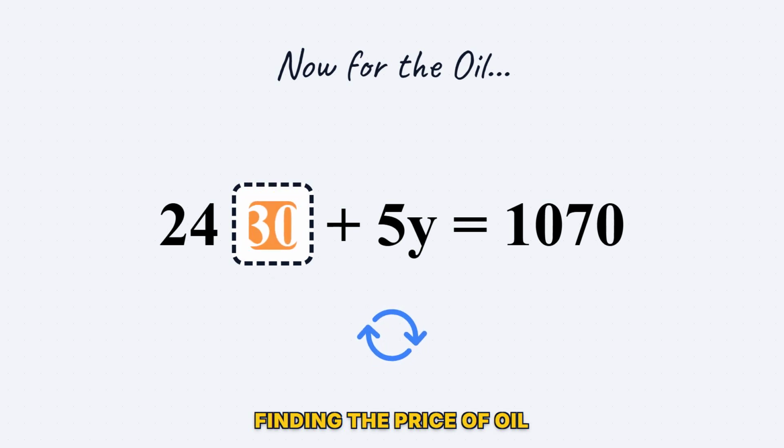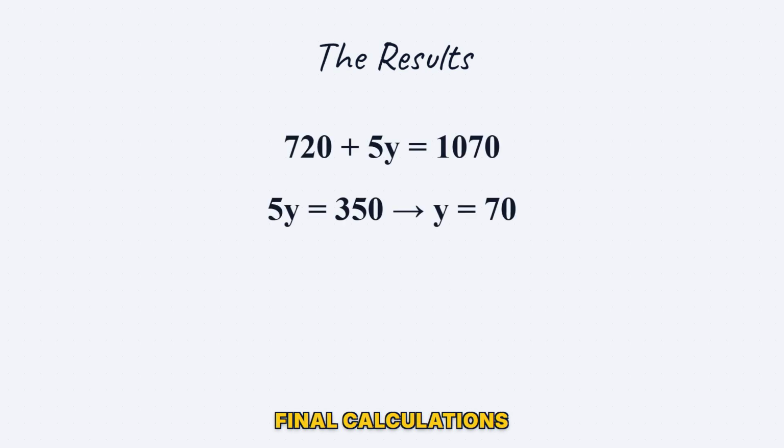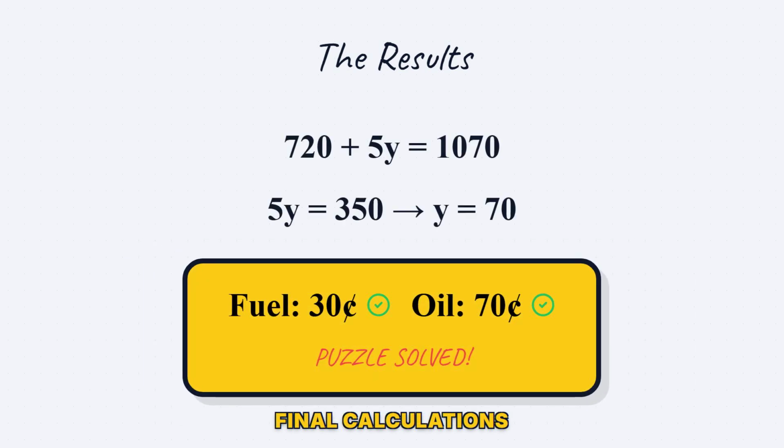Now that we know the price of fuel, let's hunt for the price of oil. We substitute our value of x equals 30 back into our very first equation, 24x plus 5y equals 1070. Let's solve it step by step. 24 times 30 equals 720.